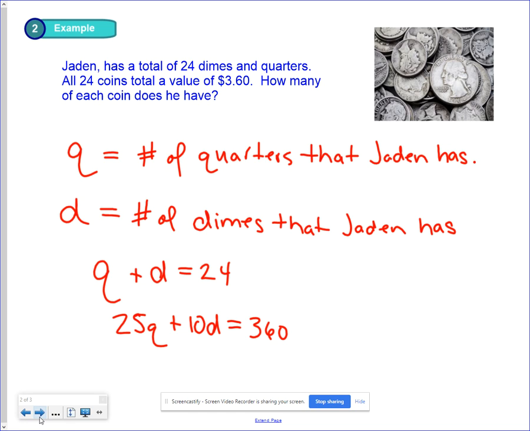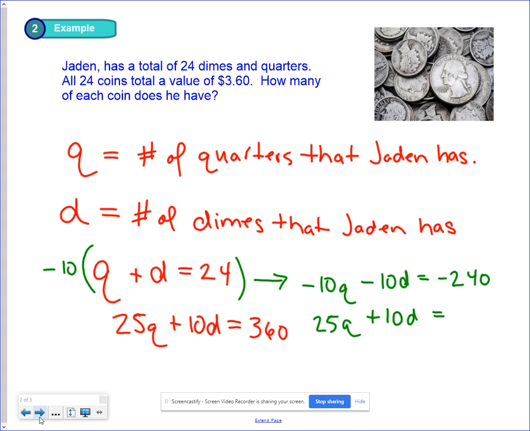Right, so we could, again, do elimination on this. I would just multiply that top equation by -10. So you get -10Q minus 10D equals -240. Then rewrite the bottom equation. Add these together. What do we end up with?